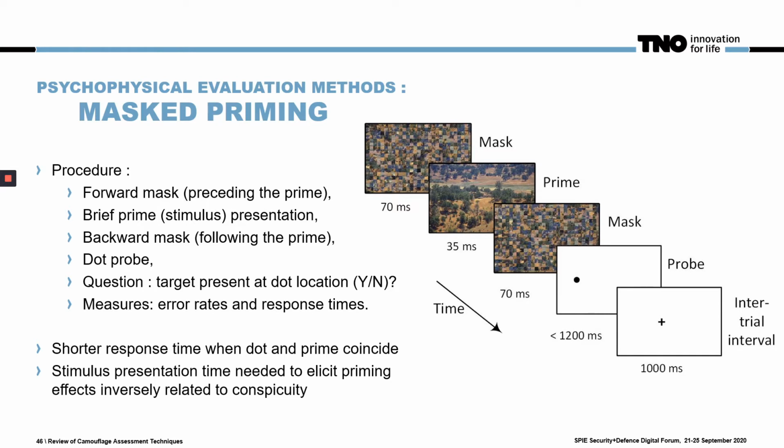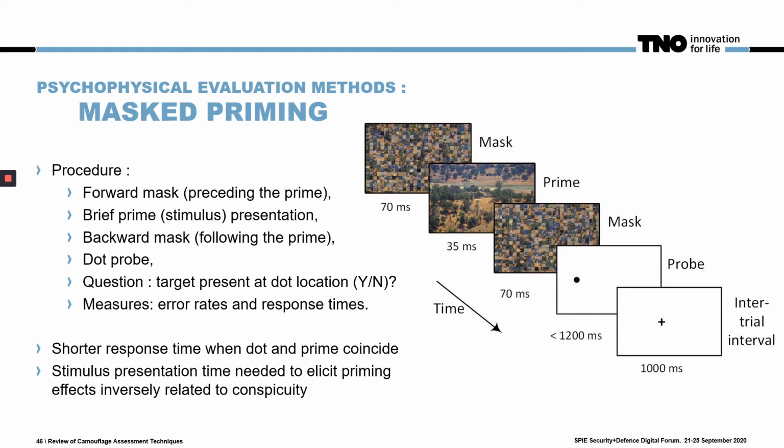Participants are asked to make a speeded response to a dot probe, appearing either on the same, or congruent, or on a different, incongruent, side of the target in the scene. Participants respond faster to a dot probe on the same side relative to one on a different side, while the response speed typically decreases with increasing camouflage effectiveness.